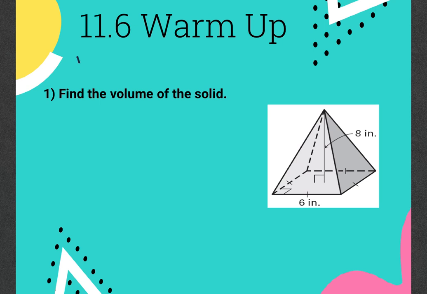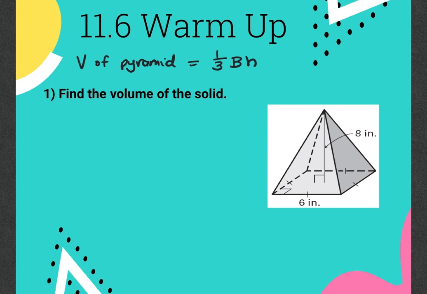11.7, we did volume of the pyramid. And that formula is what? Good. 1/3 base area times height. Well, the volume of the pyramid is what it's asking for. So this one says find the volume of the solid. What kind of pyramid is this?